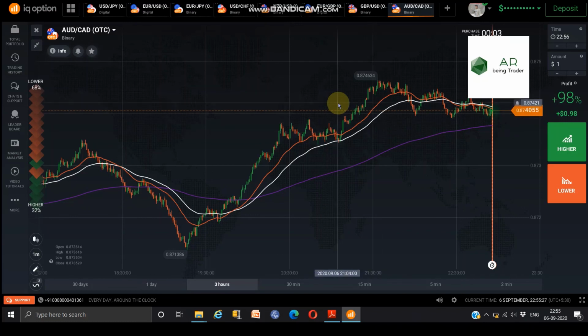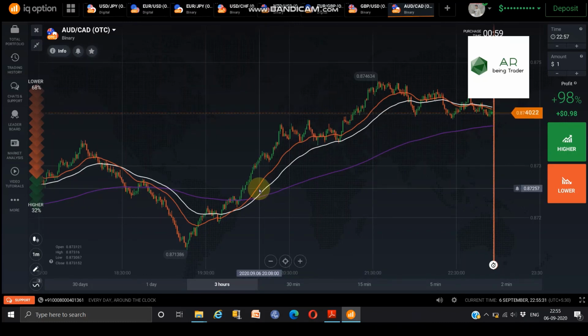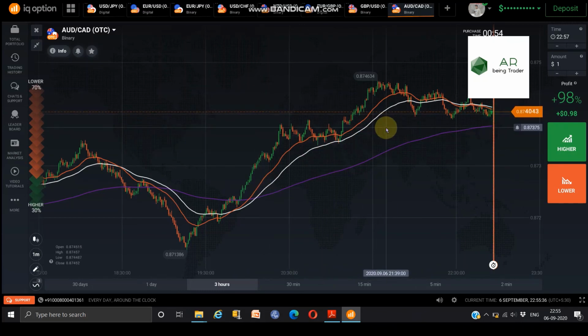The moving averages help us to know the trend, to enter the market and to exit the market, and they also act as dynamic support and resistance. This is all about moving averages, guys.